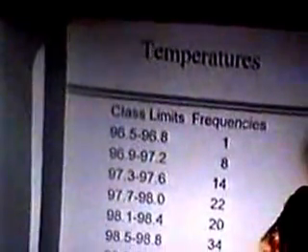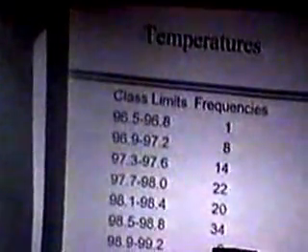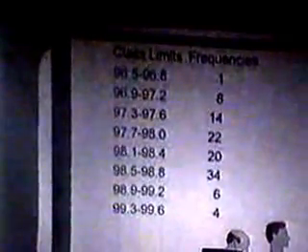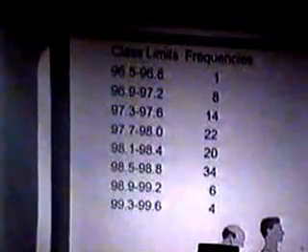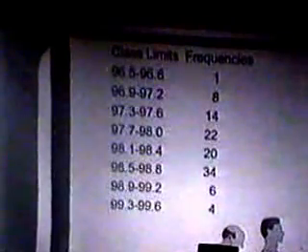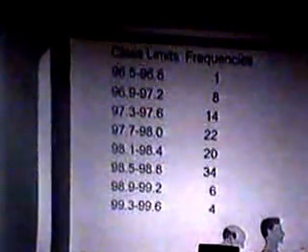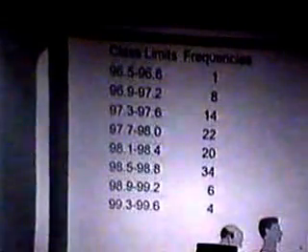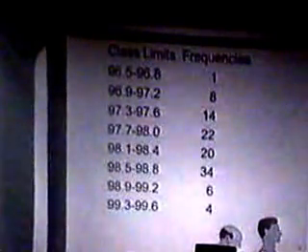A frequency distribution has two main parts. The parts of a frequency distribution are the class limits and the frequencies. The class limits have an upper and a lower class limit, and those tell you what numbers are in that group.